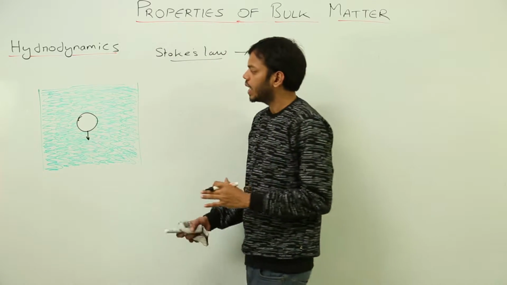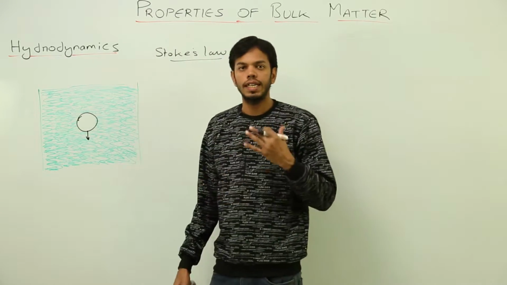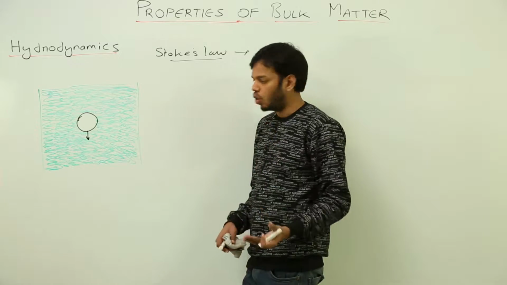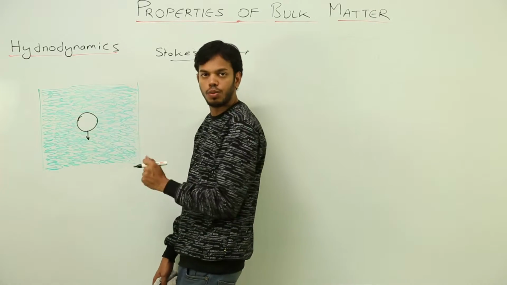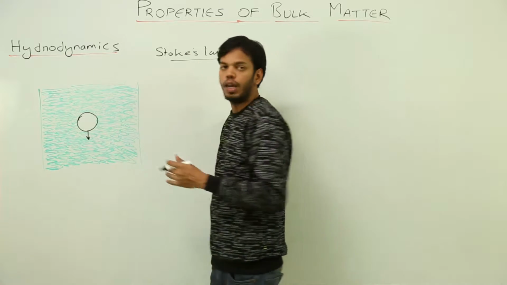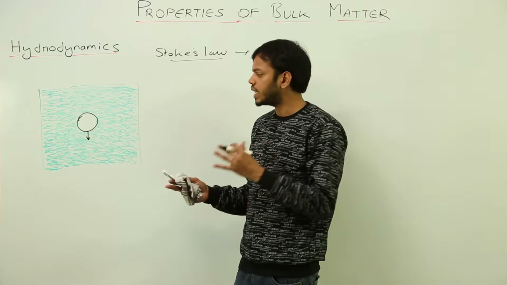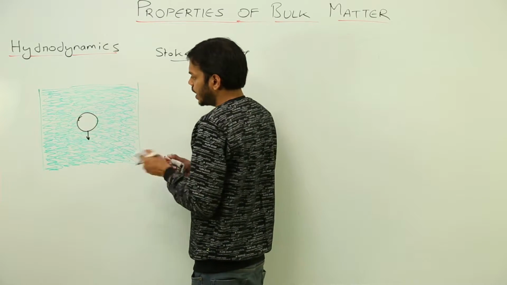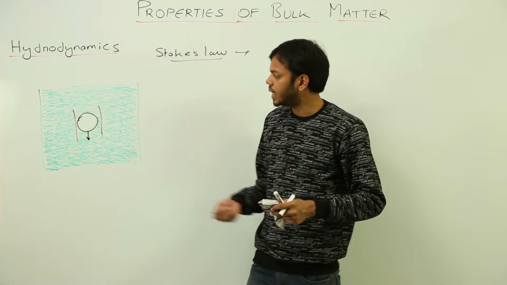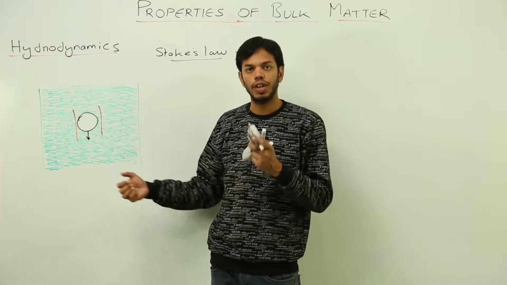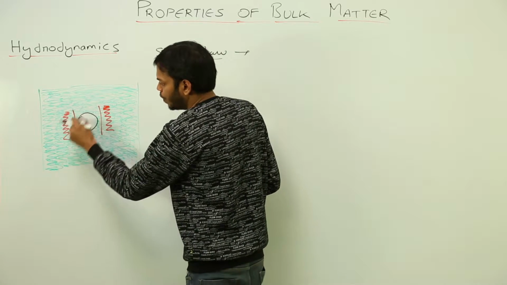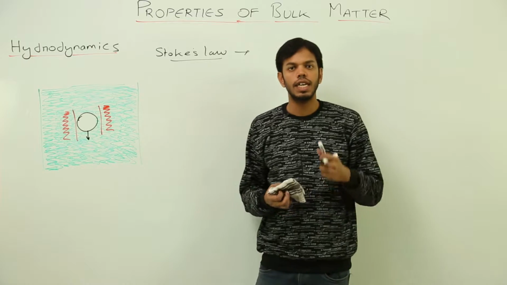Now what will happen? The particles of the layers which are in contact with this spherical body will be dragged in the direction of motion of this body. But those particles or layers which are away from this spherical body will continue to be at rest. So what is happening? There is this layer which is in contact with the spherical body. This starts moving in the direction of the movement of the spherical body, whereas the layer which is farther away from the moving layer is still at rest, right?